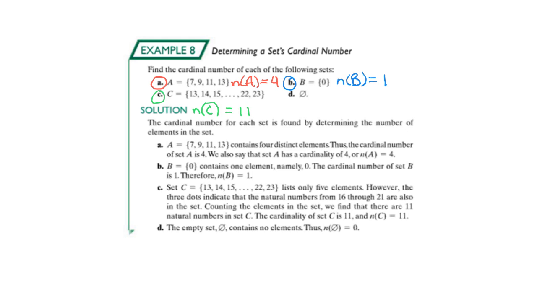Okay, and then on part D, let me see if I can get a different color in here. For D, we have the null set. If you remember, the null set is the same thing as the empty set, meaning that it contains no elements. Write this down: it contains 0 elements.